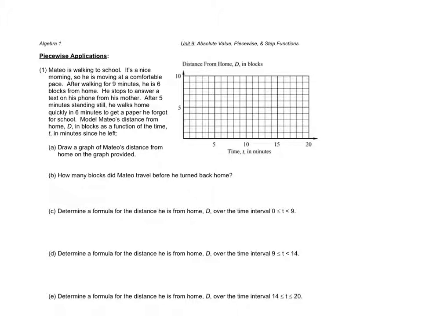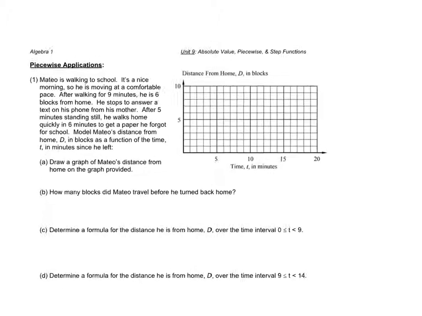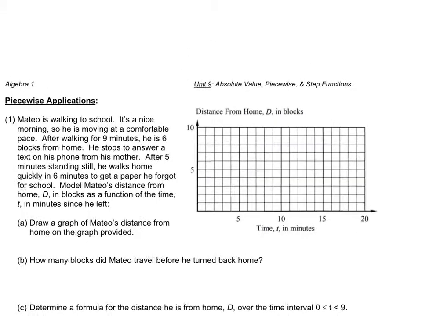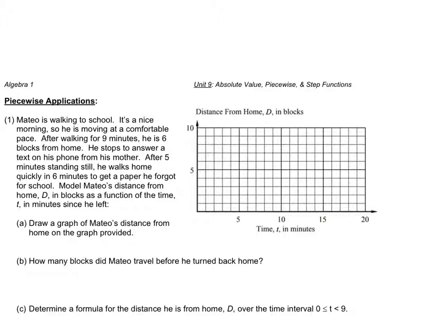All right. Looks like we're doing it by points. After walking for 9 minutes, he is 6 blocks from home. All right, that should be easy enough. For 9 minutes, he's 6 blocks. At a point right there. After 5 minutes of standing still, he walks quickly in 6 minutes to get a paper he forgot for school. He walks home quickly in 6 minutes.